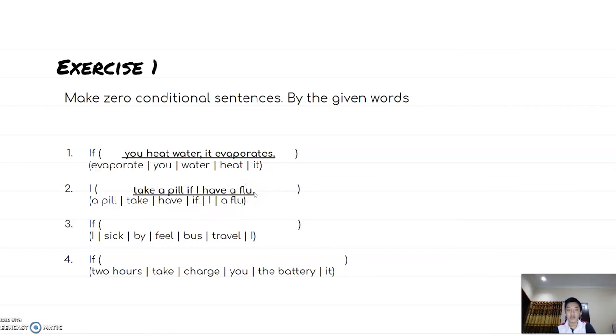So if someone takes a pill, he must have some illness or sickness, whether it's a flu or a stomach ache or something else. So the condition in here is also true.